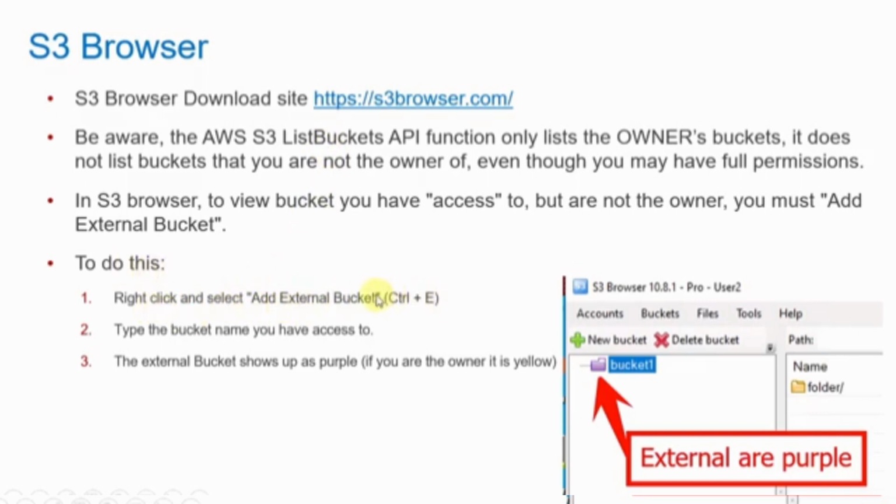Right click, add external bucket. You'll have to know the full bucket name, and then the bucket will show up. It'll show up as a purple bucket. That's how you know it's external. If you were the owner of the bucket, it would show up immediately and it would be kind of a yellow bucket.